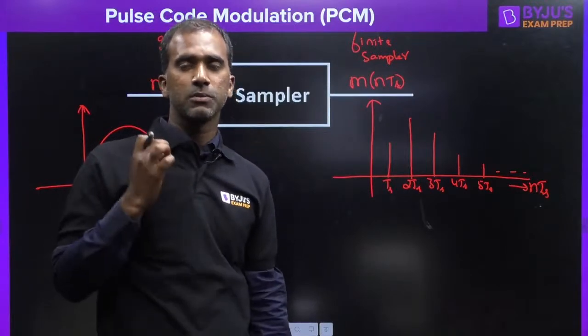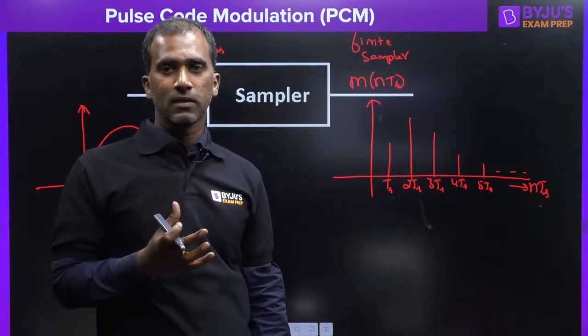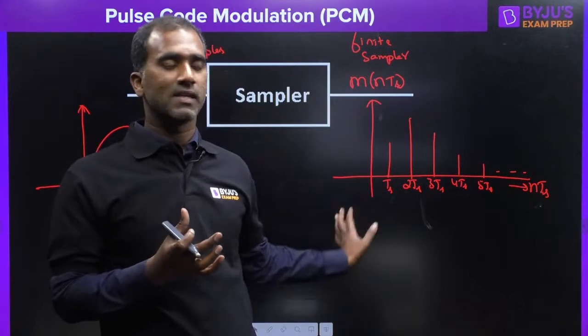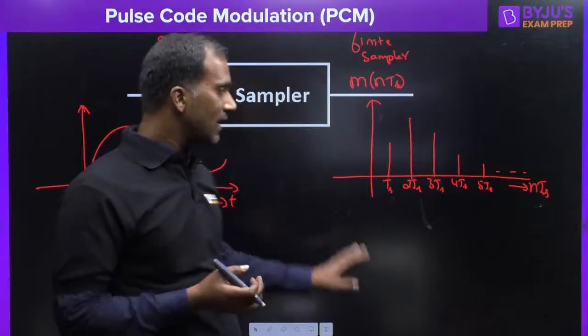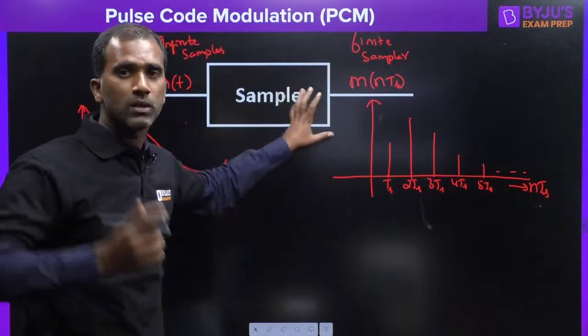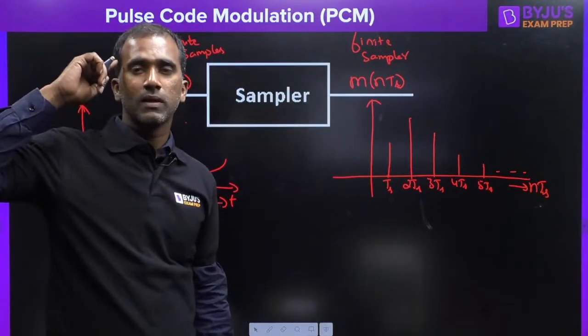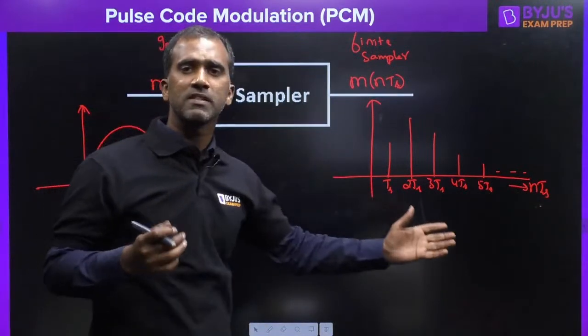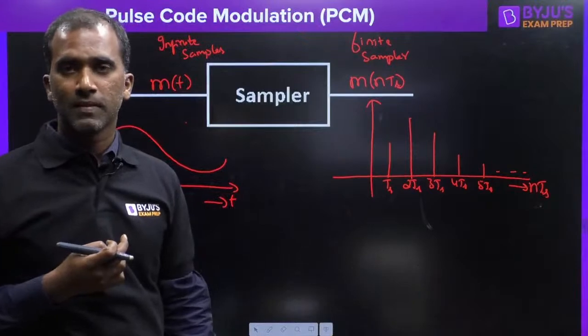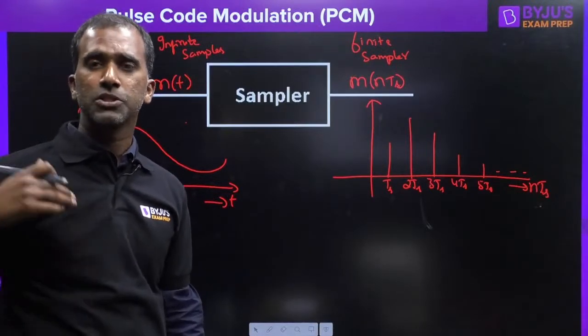So before talking about how to sample the signal, when we are sampling, what care should be taken so that the sampling will maintain the quality? One thing should be kept in mind while sampling: why are we sampling? We are sampling for an advantage. The advantage is easy storage and easy communication.